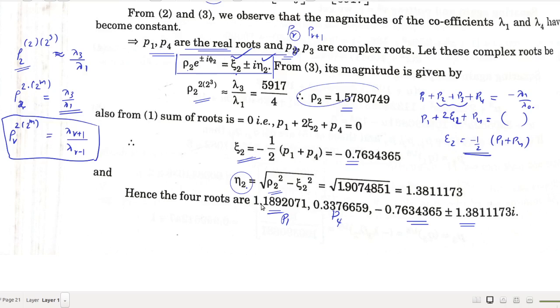If the roots are complex, you need to remember these formulas. This is the formula for getting the modulus of the complex roots, that is rho R, and using that rho R or rho 2 we can get zeta 2 and this eta 2. Zeta 2 can be obtained from the usual fact that the sum of roots will be minus b by a, that is minus lambda 1 by lambda naught, and using that zeta 2 and rho 2 you can get the value of eta 2, which is the imaginary part of the complex root of the original equation. So this explains the last method, Graeffe's method.